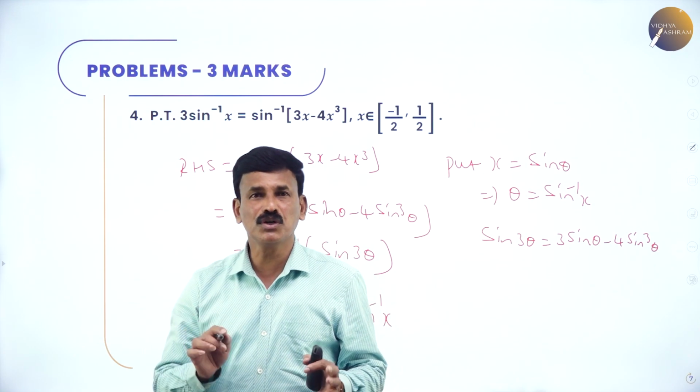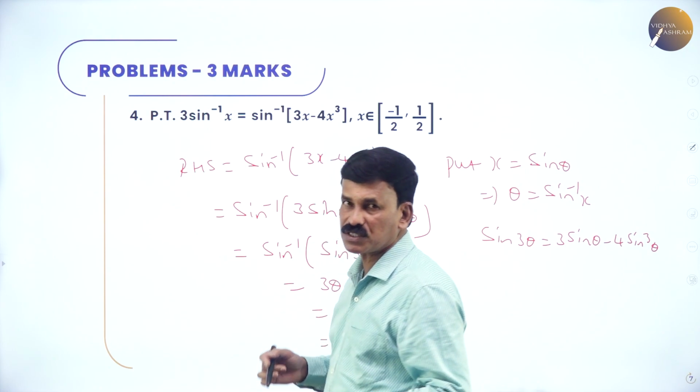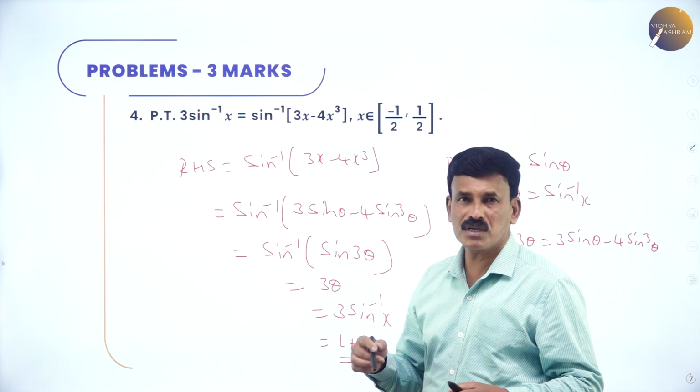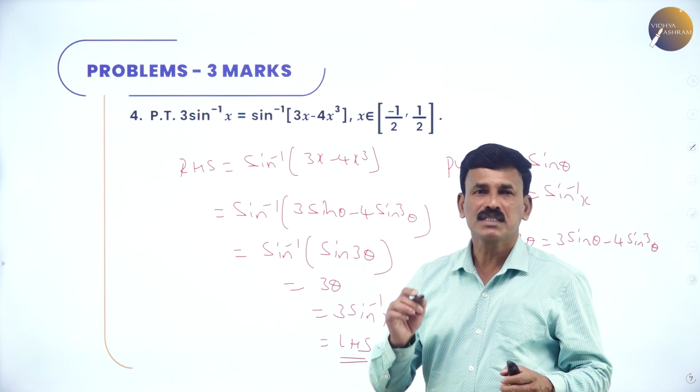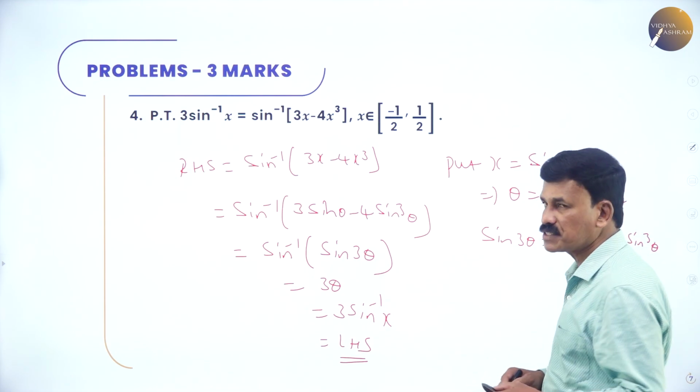Right. So there is one more problem like proving 4 cos inverse of x. So there are two problems. One is 3 sin inverse x. Another one is 4 cos inverse x. They are nothing but sin 3A and cos 3A. So based on sin 3 theta and cos 3 theta.